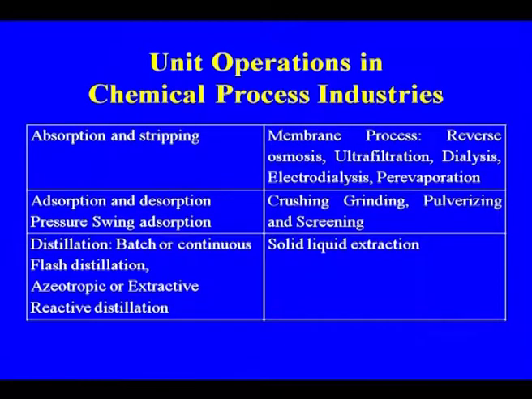Then another important unit operation, especially in the mineral industry, cement industry, refractory, is crushing, grinding, pulverizing and screening, because these are some of the very initial stages. Take the case of the cement industry, a lot of changes have taken place in the unit operation for crushing or pulverizing. Earlier in the boiler we were using non-pulverized coal. Now, because high capacity boilers are there, we are using pulverized coal.